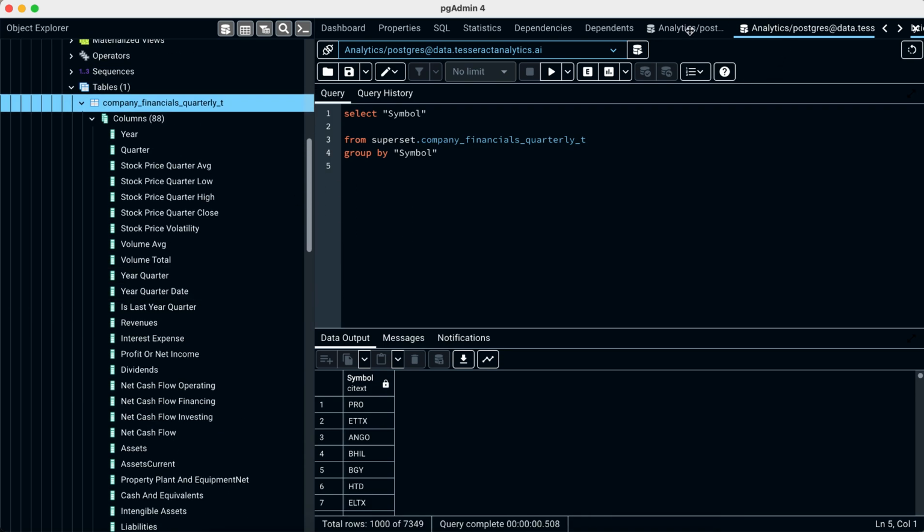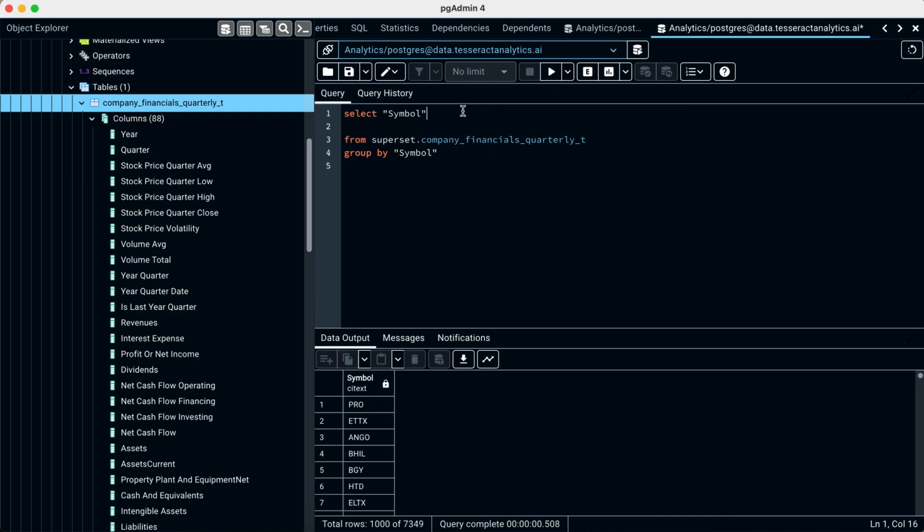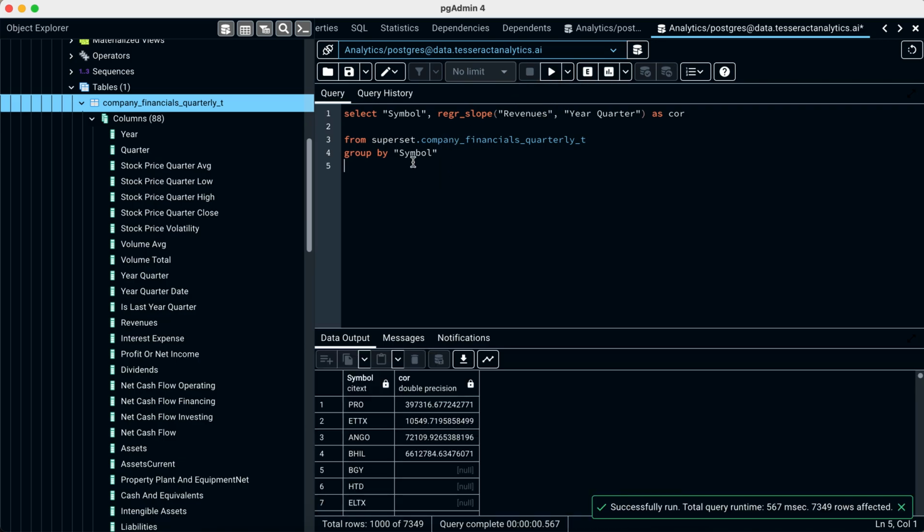I've already started the query before, but the function we're going to use is regression slope, and I was going to do it by revenues and by year quarter. The question we're trying to ask is, can we look at companies who have a positive slope, so that as the year quarter increases, so do their revenues? Let's take a quick look, and let's do an order by.